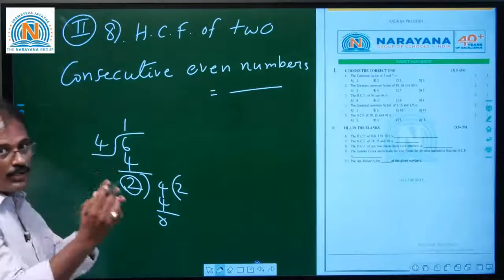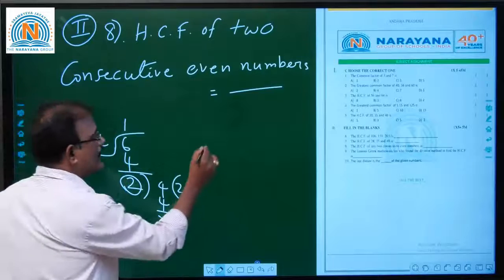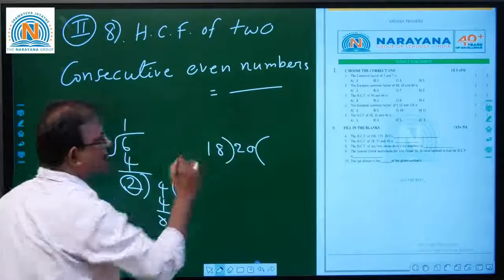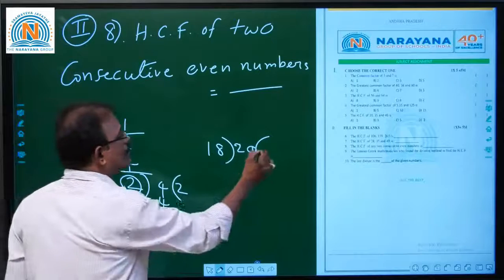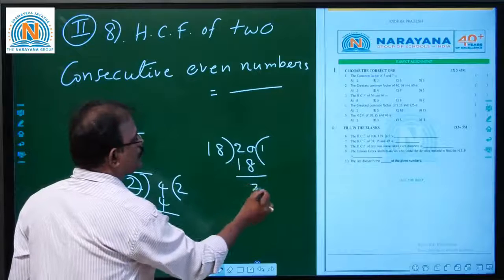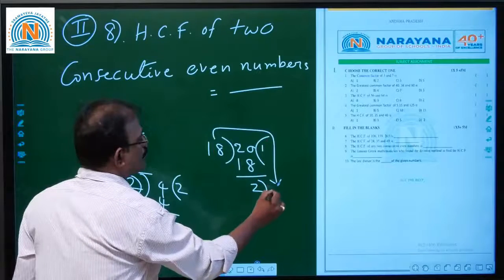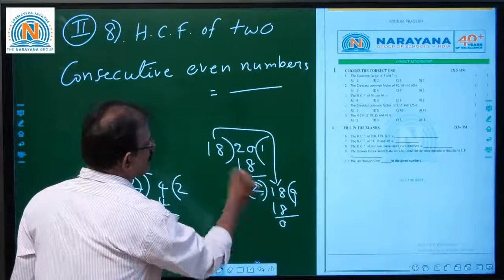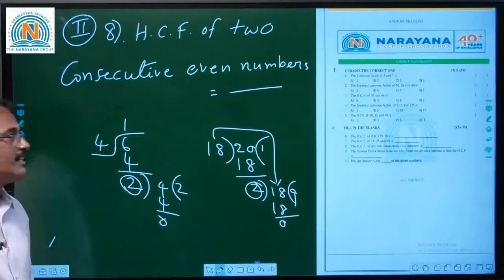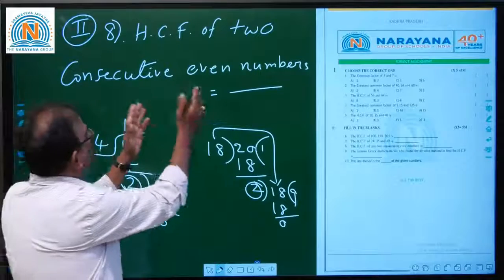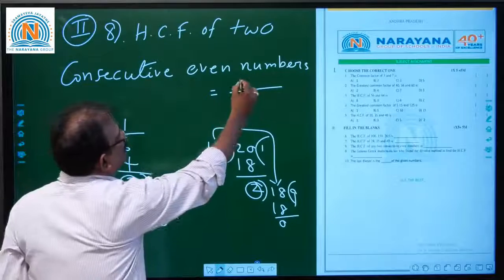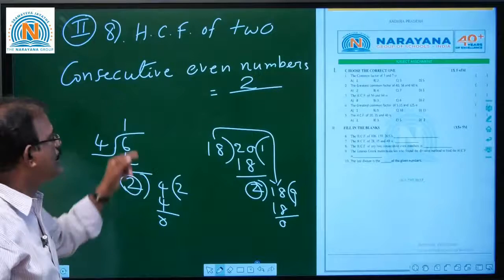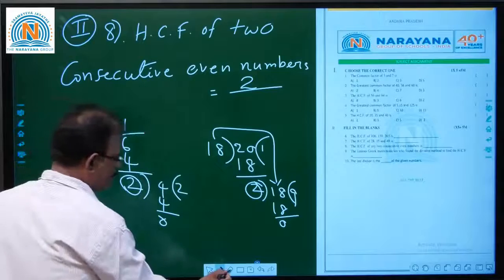4 and 6 are two consecutive even numbers, and similarly 18 and 20 are two consecutive even numbers. So 18 ones are 18, remainder 2, and it goes to dividend, then 9 times. Again the last divisor is taken as the HCF. So what is the HCF of two consecutive even numbers, children? 2. HCF of two consecutive even numbers is always 2, children.